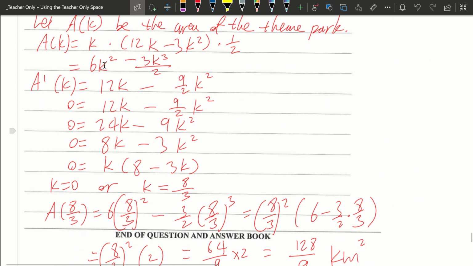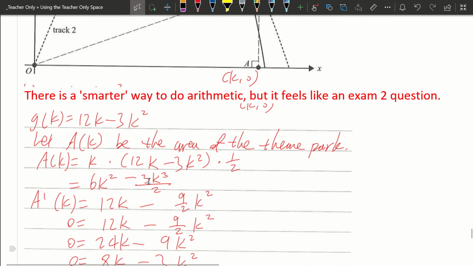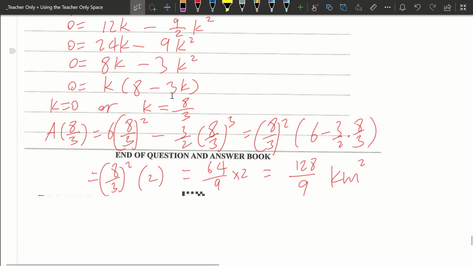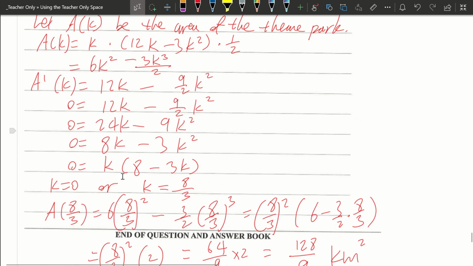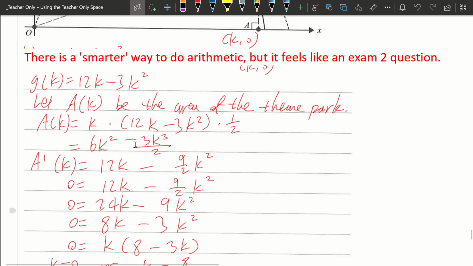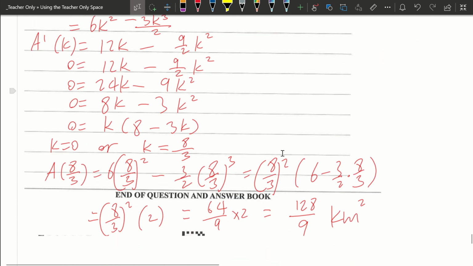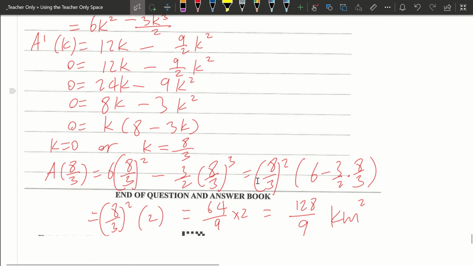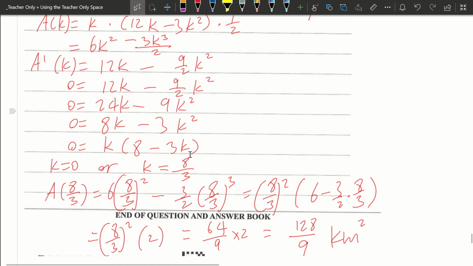I'm going to differentiate the area function, make it equal to 0, and then solve for k. k equals 0 is not our answer because k cannot be 0; it's exclusive. So k must be 8/3, and then I take 8/3, sub it back into function A, the area function, and do some calculation.